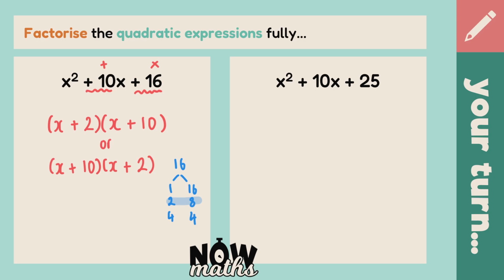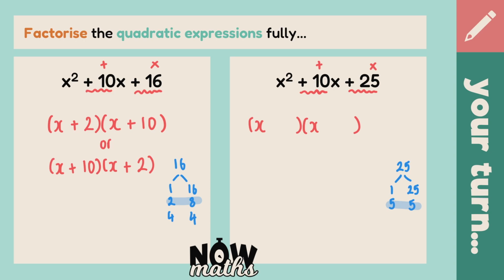For our second question, we know we're going into double brackets again because there are no common factors other than 1 in the three terms, and we know we need an x in the front of each bracket since x multiplied by x will give us our x squared. We now need to find two numbers which multiply to give us 25 and add to give us 10. Listing the factors of 25, we only have two different options this time, either 1 and 25 or 5 and 5. The pair which add to give us positive 10 is 5 and 5.